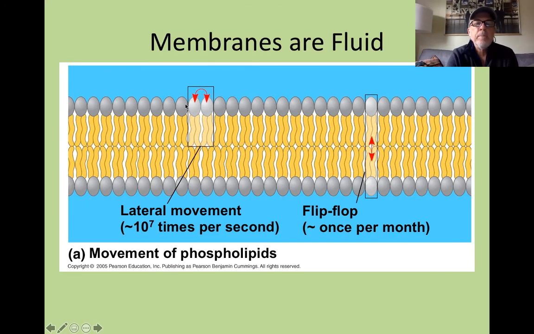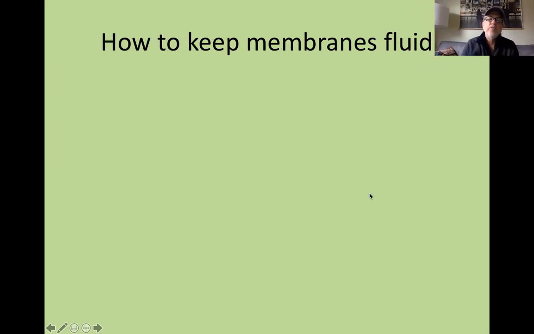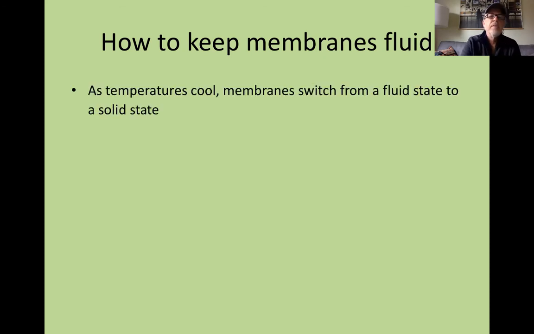These phospholipids change place with each other about 10 million times per second, so they're in constant motion. And they flip across the membrane about once a month, so that kind of movement is much less common. And that's what we mean by the membranes being fluid. Things will move around in the membrane. Now, as temperatures cool, membranes switch from a fluid state to a solid state. In other words, they crystallize, just like you get water cold enough and it forms ice. It goes from a liquid state to a solid state.